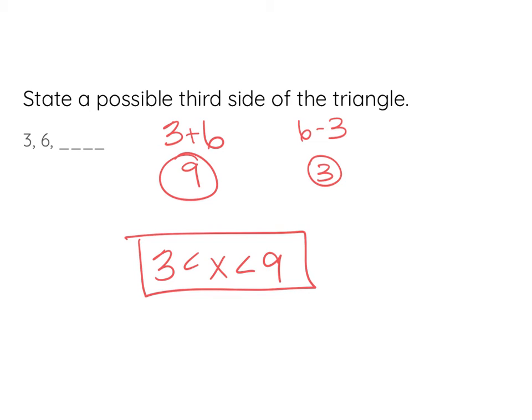Let's say I pick 4. Well, 3 plus 4 is 7. That's greater than 6. 6 plus 4 is 10. That's greater than 3. And 6 plus 3, 9, is greater than 4. So anything in this range would be a possible third side for that triangle.